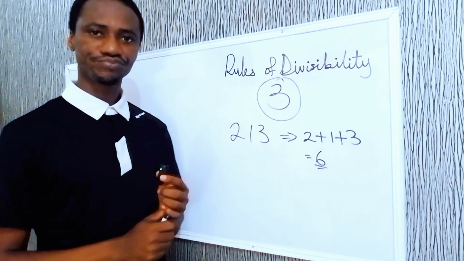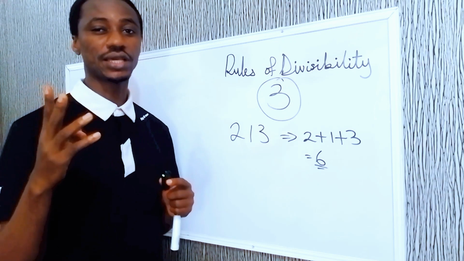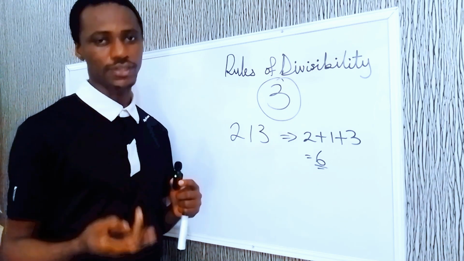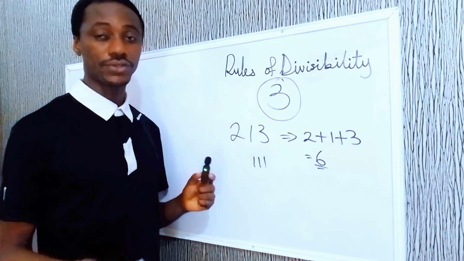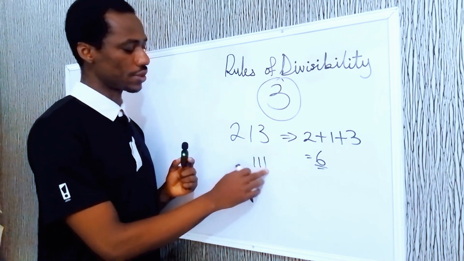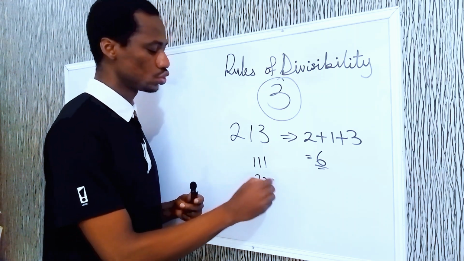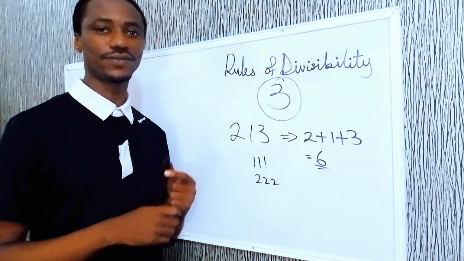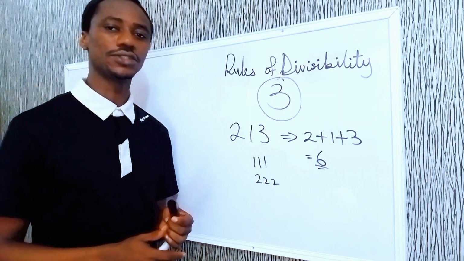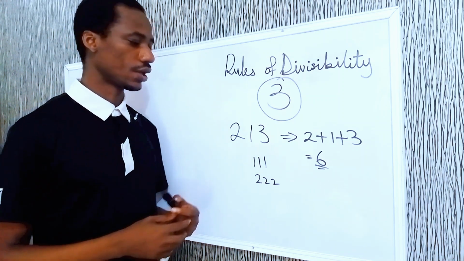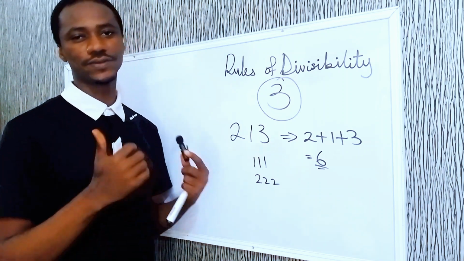Now, that also tells you that if you have a number repeated 3 times, that number is divisible by 3. So if you have 111, that's divisible by 3, because 1 plus 1 plus 1 is 3. If you have 222, 333, 444, 555, as long as you have a number repeating itself 3 times, that number will give you a multiple of 3. So that's how to check if a number is divisible by 3.